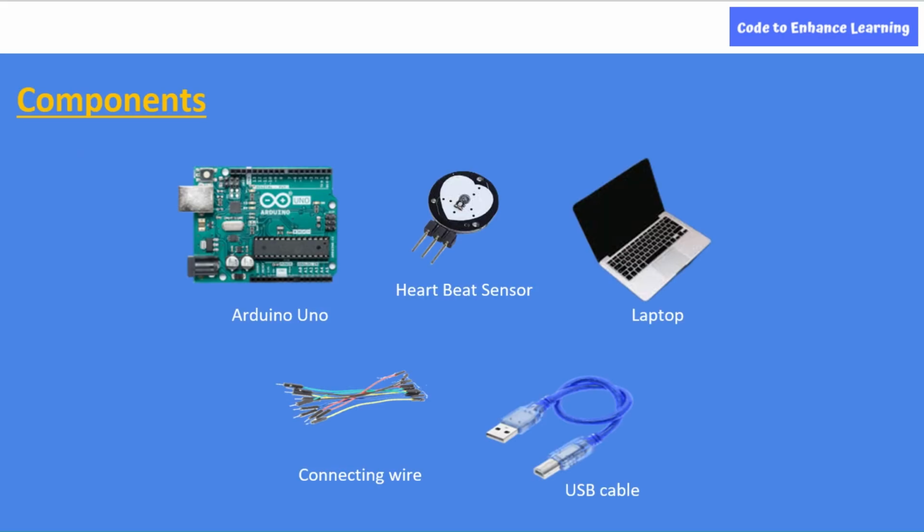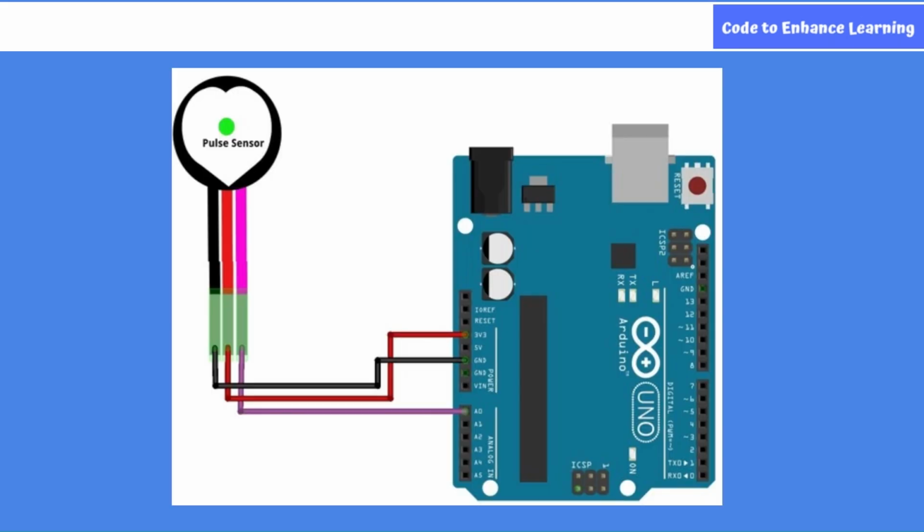Now let's move to another topic, introduction to the components. Let me briefly introduce you to the components we will be using for this project. In this project, we will be using an Arduino Uno, a heart rate sensor and a few additional components to bring this project to life and make our circuit ready.